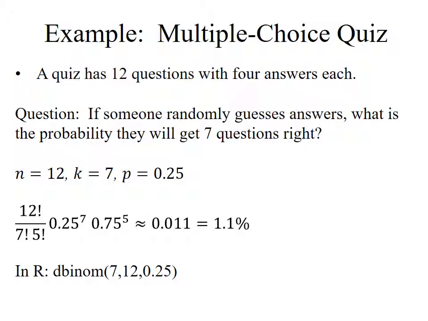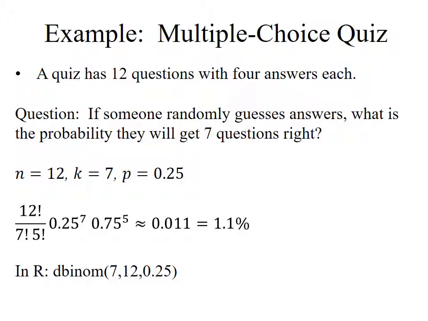Let's do another example. Suppose there's a multiple choice quiz in some class. This quiz has 12 questions, 4 answers each, A, B, C, or D. Supposing somebody hasn't studied at all and is just totally randomly guessing their answers. What's the probability that this person will get 7 questions right out of 12? Well, what are our parameters there? We have n equals 12. There are 12 questions. k equals 7. We want to know the probability of getting 7 right. p equals 0.25. The probability of getting each one right is 25%, 1 out of 4.